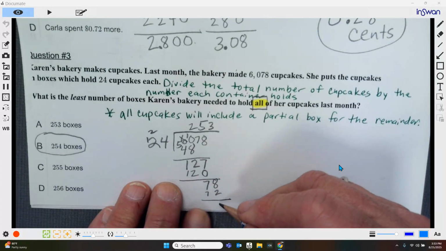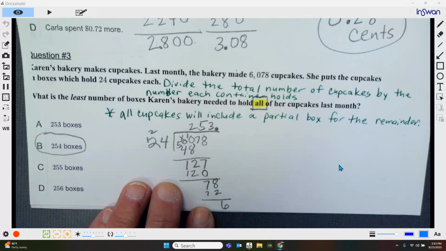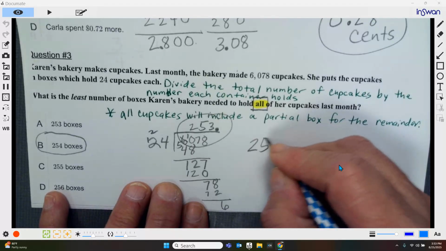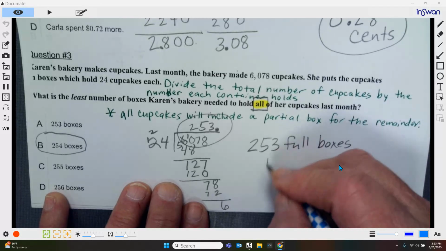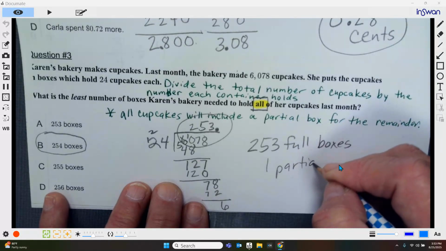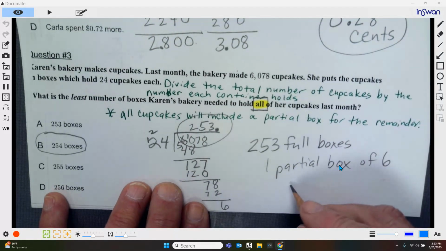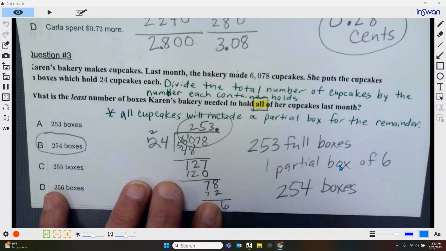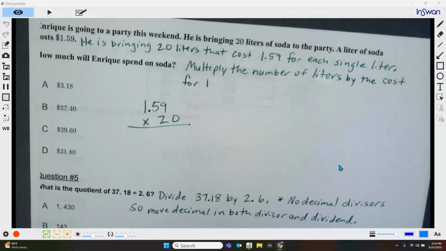8 minus 2 is 6. So that's going to be the leftover amount, which means I'm going to have 253 full boxes and 1 partial of 6. So that means I'm going to have 254 boxes for my cupcakes. Okay? Hope that makes sense. All right, let's look at the next one.